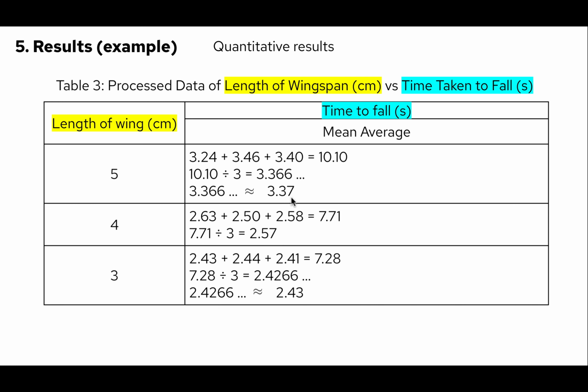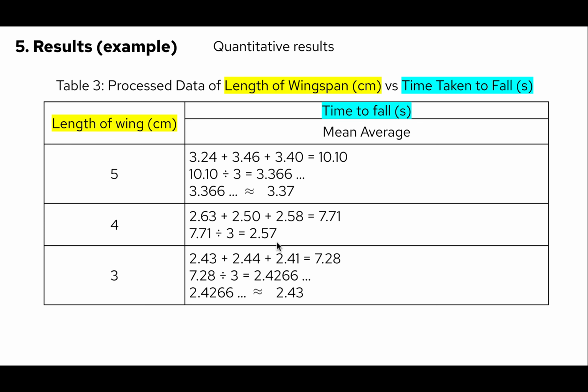Now I rounded it to the nearest hundredth because my raw data was to the nearest hundredth. Your mean cannot be more precise or accurate than your raw data. So if your raw data is to the nearest hundredth, this must also be to the nearest hundredth.